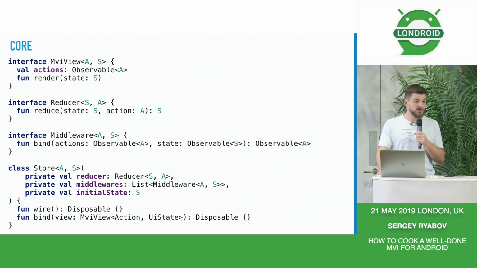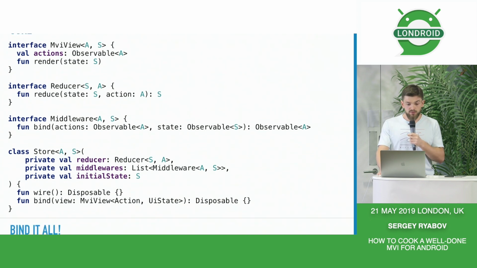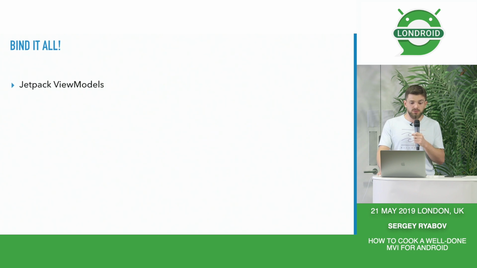What is left is to discuss how we will bind this all together to the view. There are several things that you may do. First one is Jetpack view models. View models will live across your orientation changes, which may help you. You may set up custom DI scopes that will also live through the activity destruction on rotations, or some other custom state management, why not?